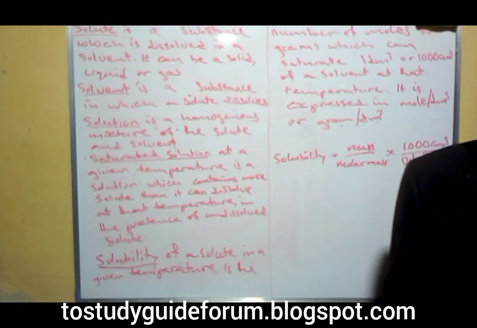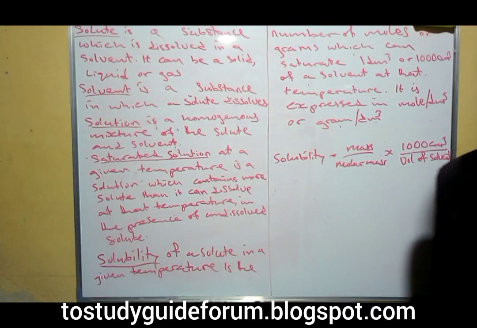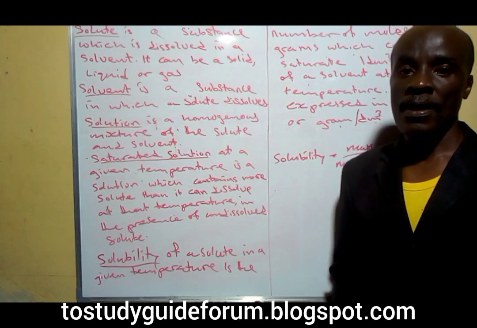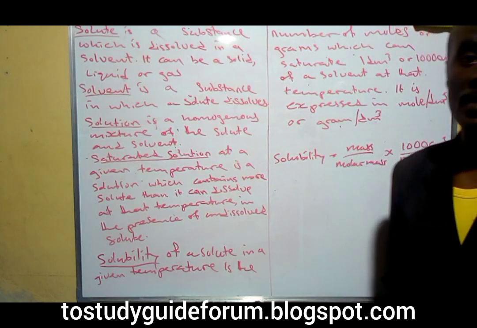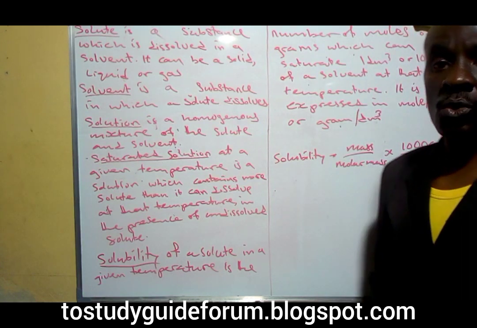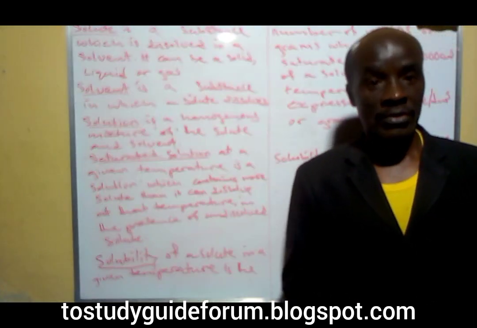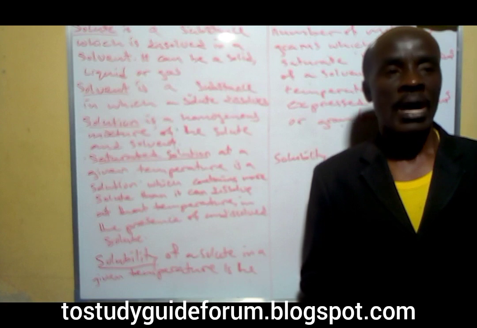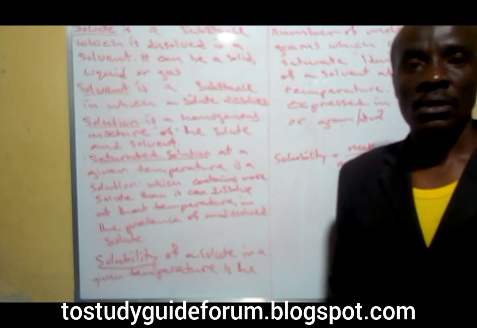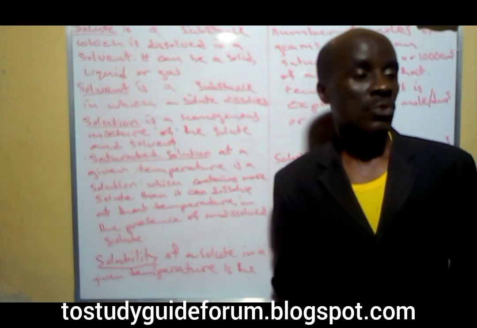Today we'll be talking about solubility of substances, and we're also going to look at some of the calculations that have to do with this. So today we're going to be defining some basic terms that have to do with solubility. One of them is the solute. The solute is a substance which is dissolved in a solvent, while a solvent is a substance in which a solute is dissolved, or the substance which dissolves the solute.